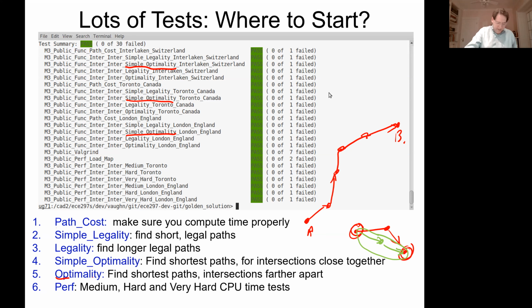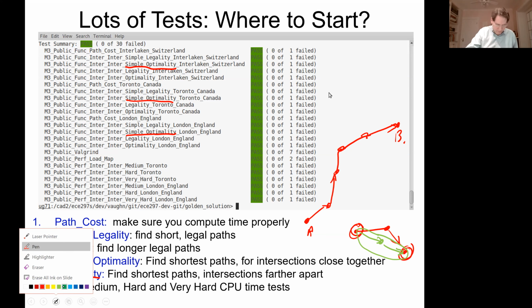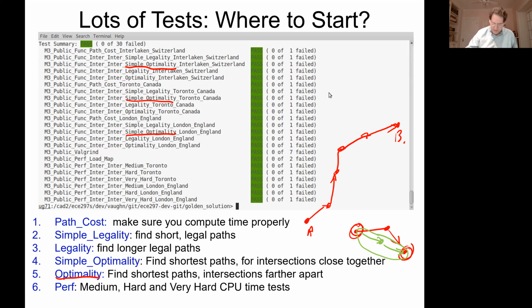Okay, then optimality is just the same thing, but now it's for these longer paths. So we've got a longer path, and maybe it turns out that there's some nice path to get between them. We want you to return a travel time that is within a small percentage increase over this pretty good path that we know about. And then the last set of tests are down here.